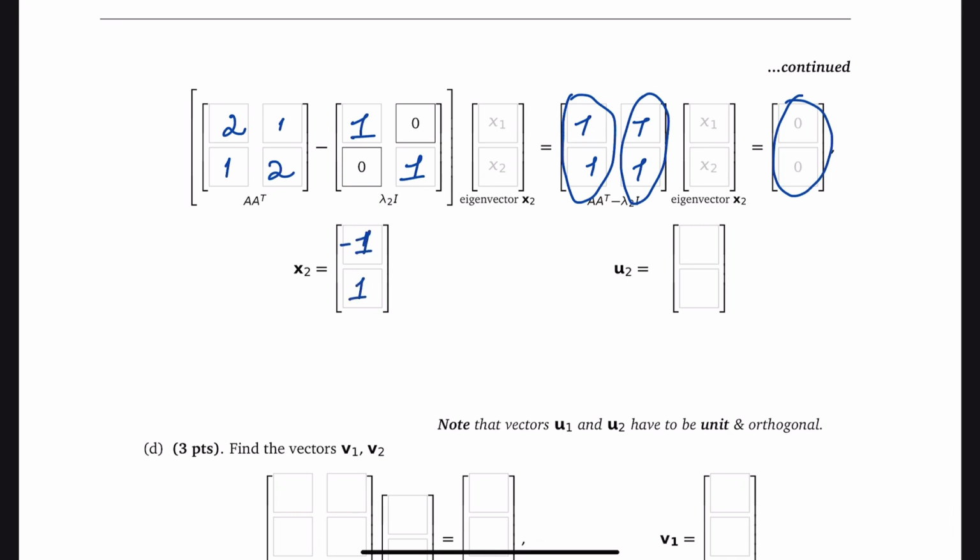If you multiply the first column by minus 1, the second column by 1, and add, we're going to get 0 and 0. Now we are going to again normalize this. It's going to be minus 1 over square root of 2 and 1 divided by the square root of 2.